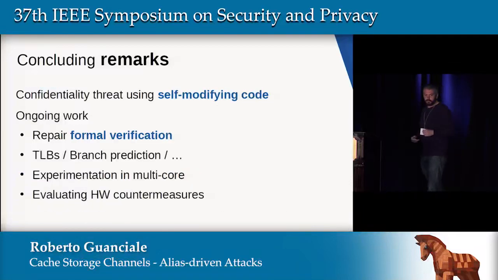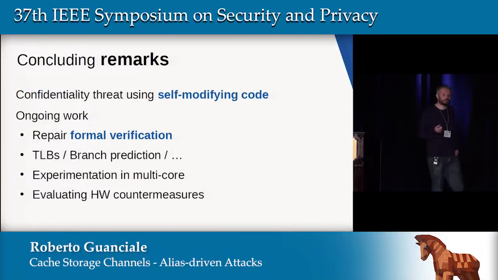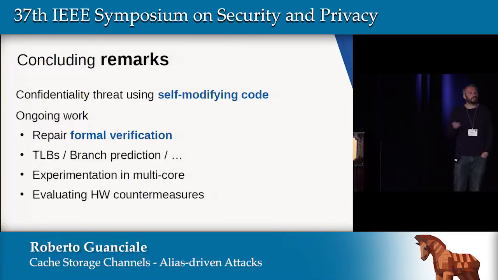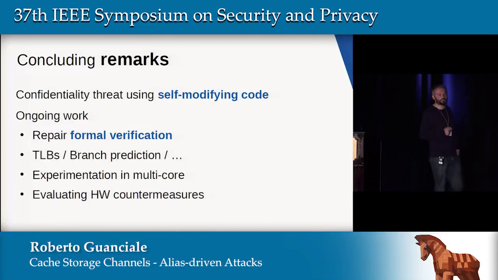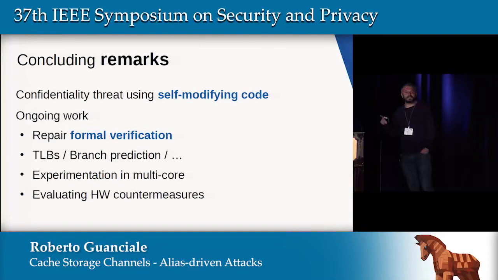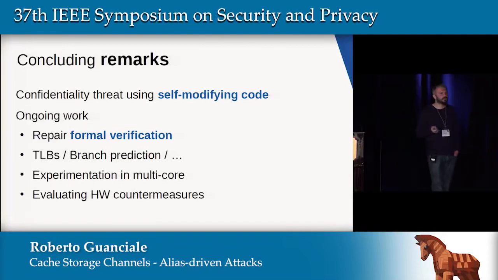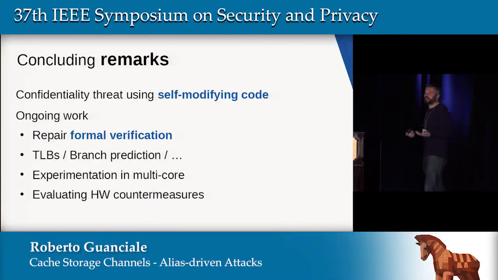So, some concluding remarks. In the paper, we also present a third attack. This attack uses self-modifying code to exploit incoherency between the instruction cache and data cache and extract information from a non-secure application. And some ongoing work: we discovered this attack by trying to remove some of the assumptions that we made in the formal verification of the hypervisor. So clearly, our long-term goal is to have a general machinery that allows us to repair formal verification performed at the instruction set architecture level.